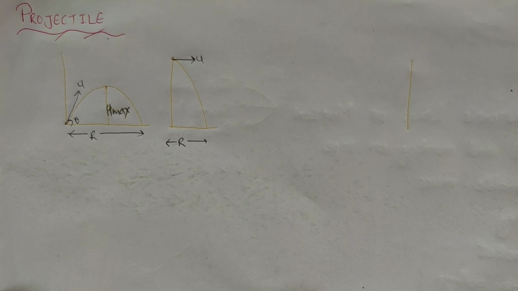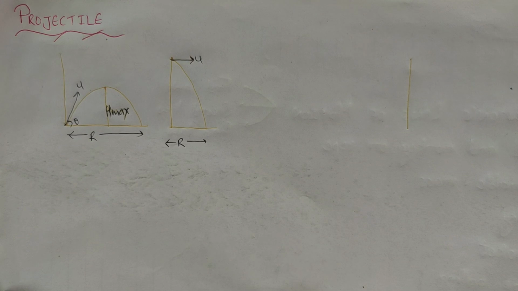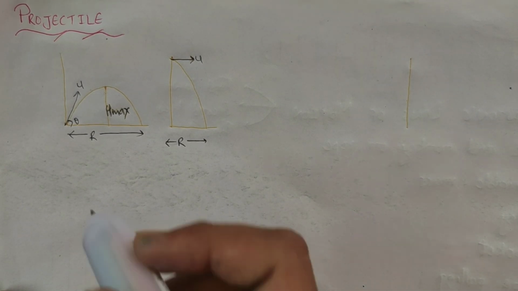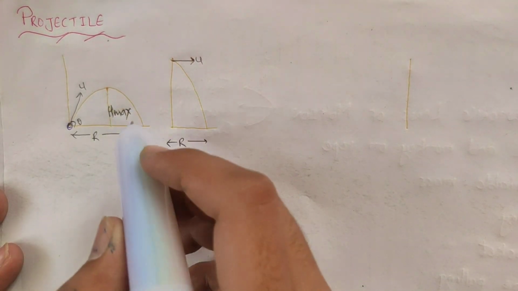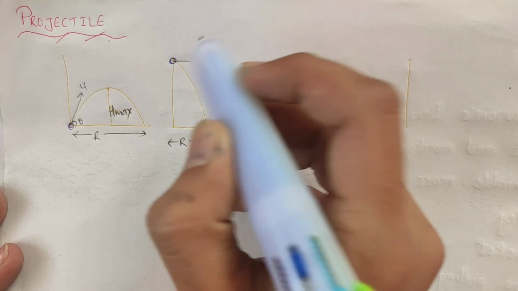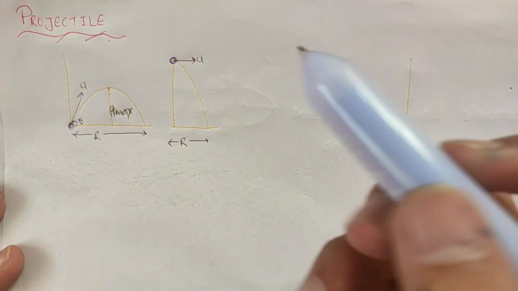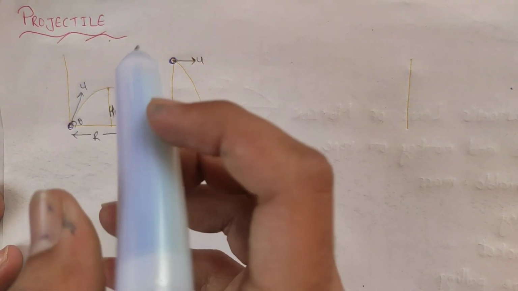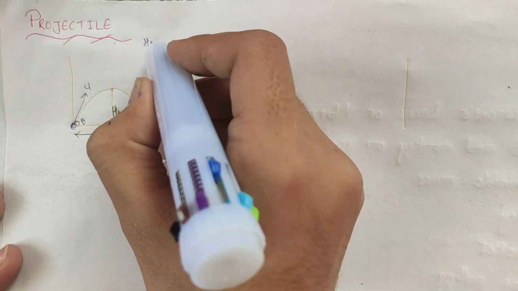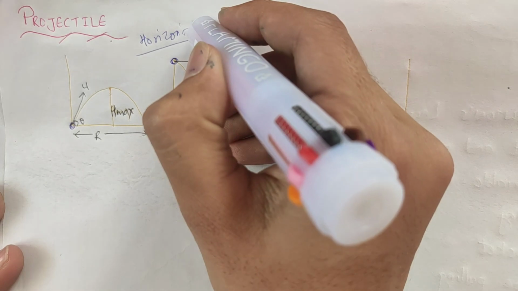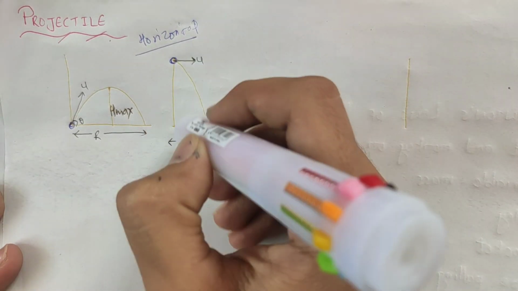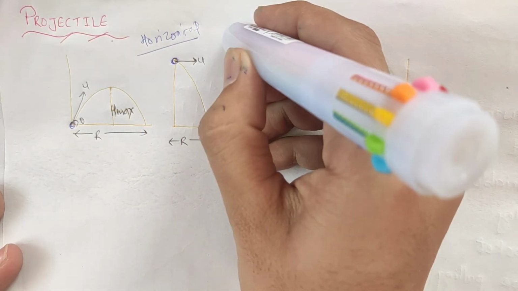So we have the other part of kinematics, projectile. This is from the ground level, whereas this is from the top level. In projectile, the horizontal component is always constant, and there is change in the vertical component due to g.